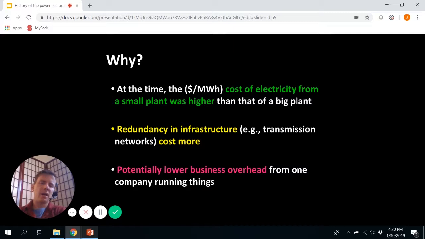So why? At the time, the dollar per megawatt hour cost of electricity from a small plant was actually higher than that of a big plant because of economies of scale. The bigger plants are able to spread the fixed costs associated with the infrastructure over more and more individual units of electricity sold, and so the average cost of electricity declined the larger the power plant was. There was also redundancy in infrastructure. It cost money to build overlapping transmission and distribution lines. We didn't need all of that. And there was also potentially lower business overhead from just operating one company as opposed to several.